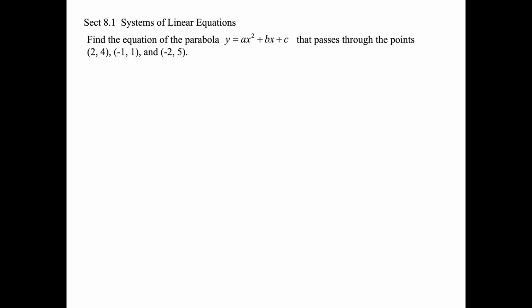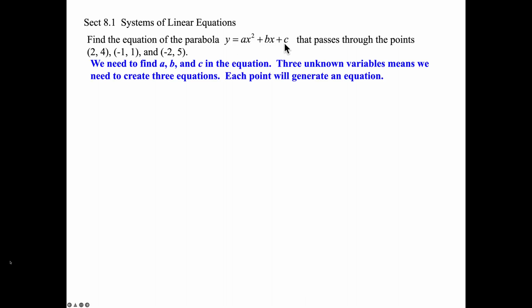Last example in 8.1, find the equation of the parabola in y equals ax squared plus bx plus c form that passes through the points (2, 4), (-1, 1), (-2, 5). Now we've done this before when we're looking at our vertex form of the equation. The downside here is we don't know if any one of these 3 points is a vertex. They didn't tell us. So we have to assume that we don't know if we have a vertex here.